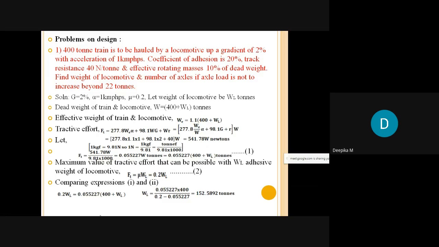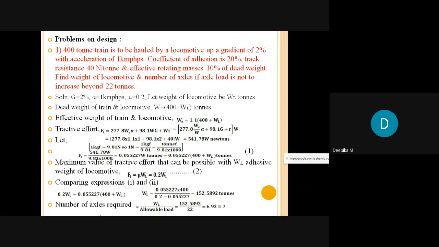Next, we have to calculate the number of axles also. So how do I write? The number of axles required will be equal to the weight of the locomotive divided by allowable load, because only one axle cannot withstand the total weight of the system. So we have to provide many axles to balance the weight of the system.